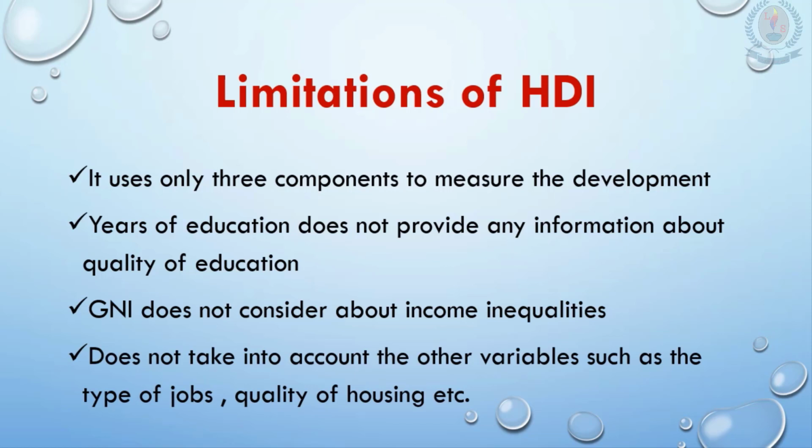It does not take into account other variables such as type of jobs, quality of housing, etc. A person might have a house, but it would be of very poor quality. So even the poor quality house is considered as a person having a house. So the quality of his house is not considered.